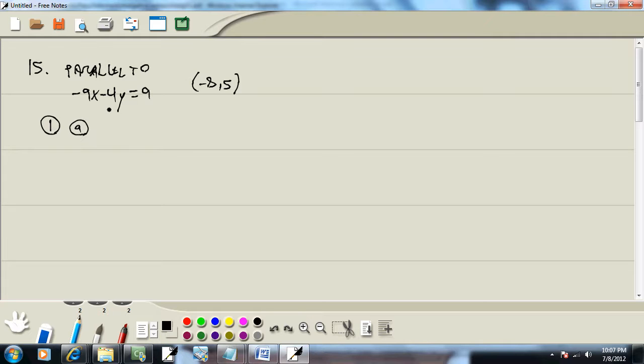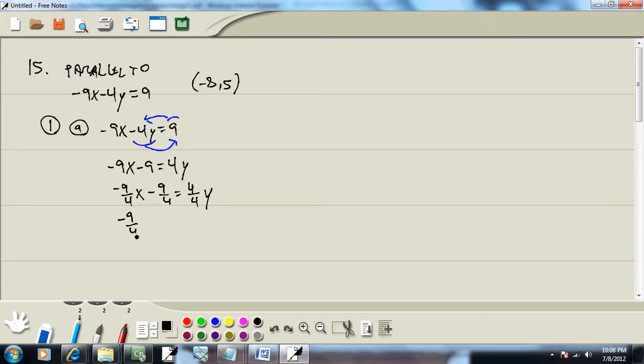And our first sub-step within that is to write the given line in slope-intercept form, which means solve for y. So I got negative 9x minus 4y equals 9. I'm going to take the negative 4y to the right side and 9 to the left. When you take anything across the equals, the sign changes. So the 9 becomes a negative 9. The negative 4y becomes a positive 4y. Then we're going to divide everything by 4 to get y by itself. So we've got negative 9/4 x minus 9/4 equals 4 over 4 y, which gives us negative 9/4 x minus 9/4 equals y.